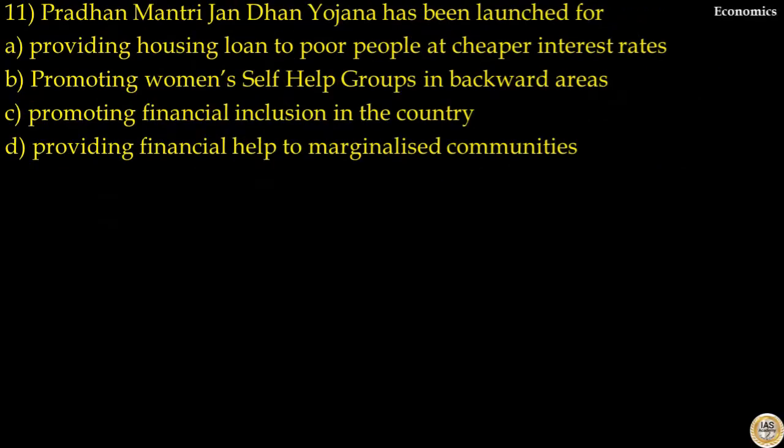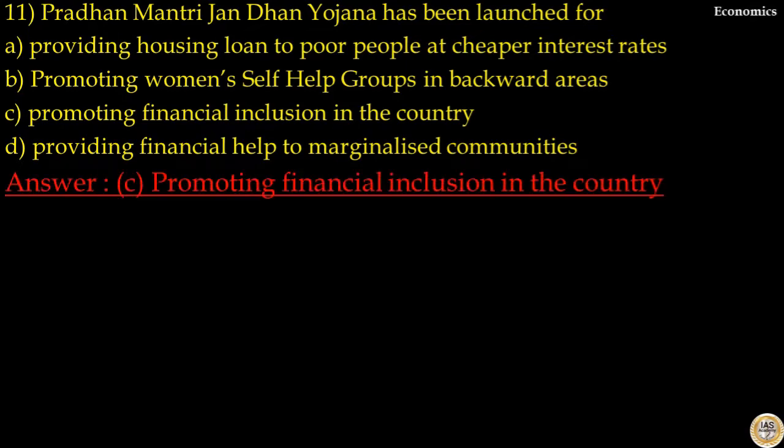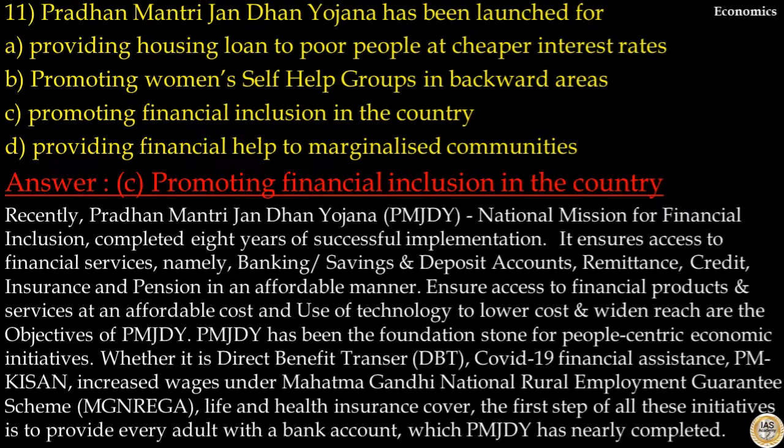Number 11. Pradhan Mantri Jan Dhan Yojana has been launched for. Options are providing housing loan to poor people, promoting women's self-help groups, promoting financial inclusion in the country, providing financial help to marginalized communities. The answer to this question is option C, promoting financial inclusion in the country.